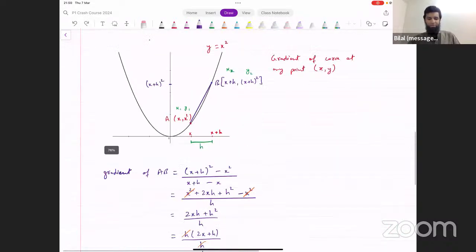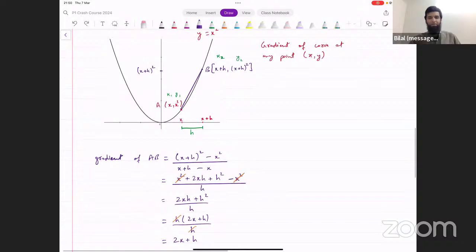Does this process make sense? Where we are getting this? How we are getting this from x squared? How we are getting the gradient function 2x? Right? Yes, sir.